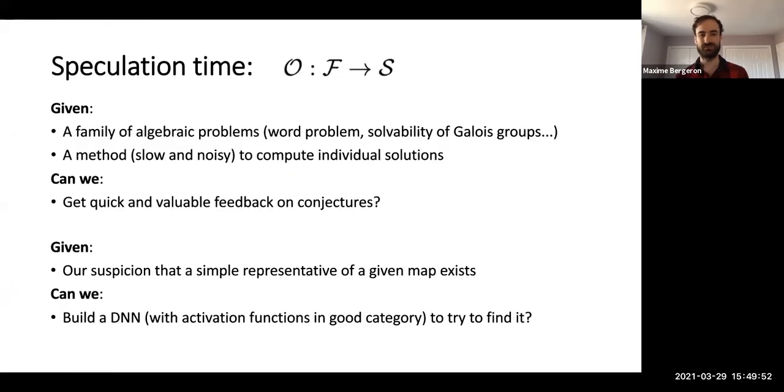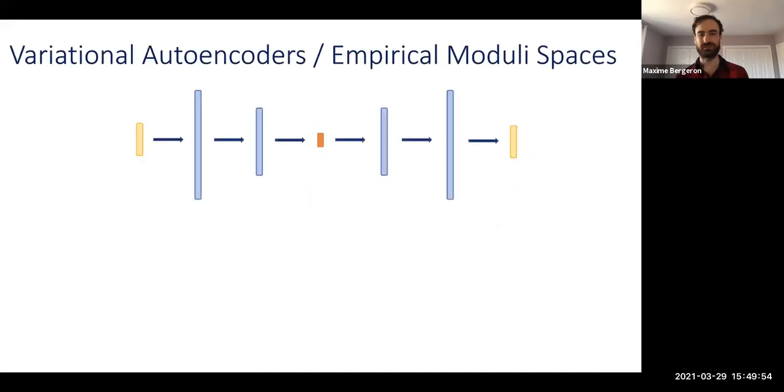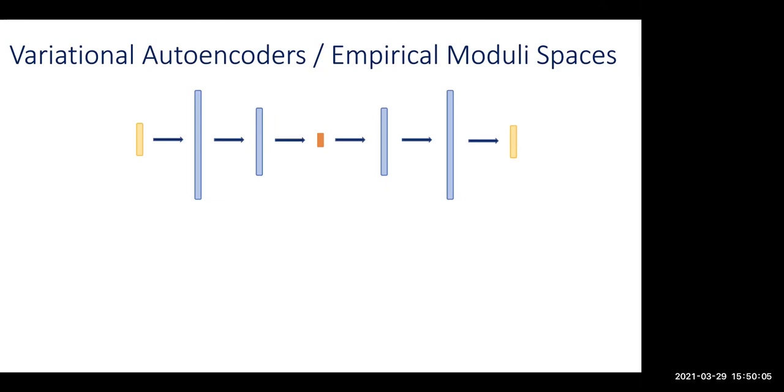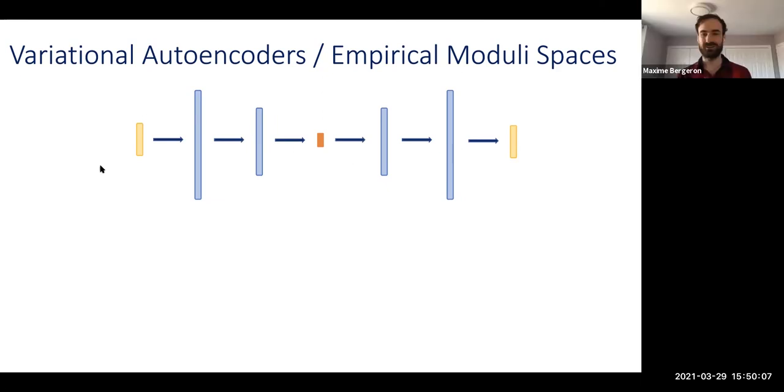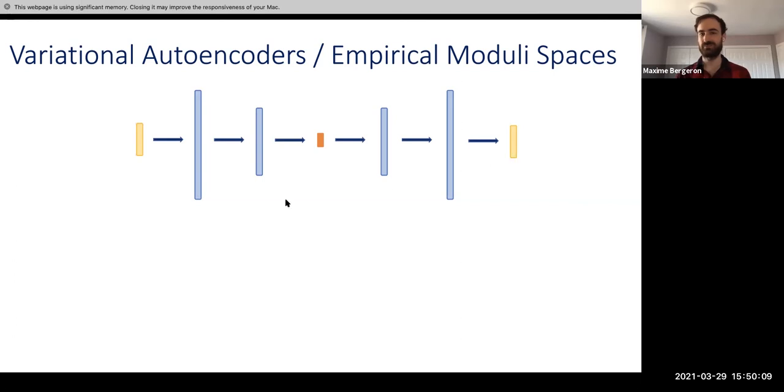Let's pause this speculation, and then I'm going to talk a little bit about this other stuff. So there's the empirical moduli space. If you don't know how to encode your data, the mantra is, well, don't encode it. So here's a weird looking neural net. It's the same thing as before, but I had bigger layers that are kind of shrinking down to a small layer and then going back up. And my output is actually my input.